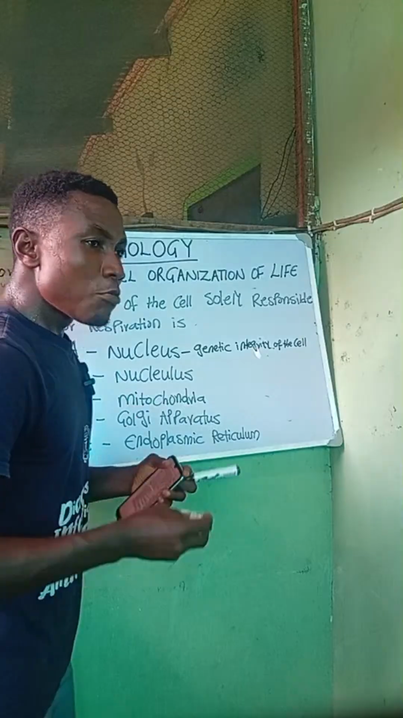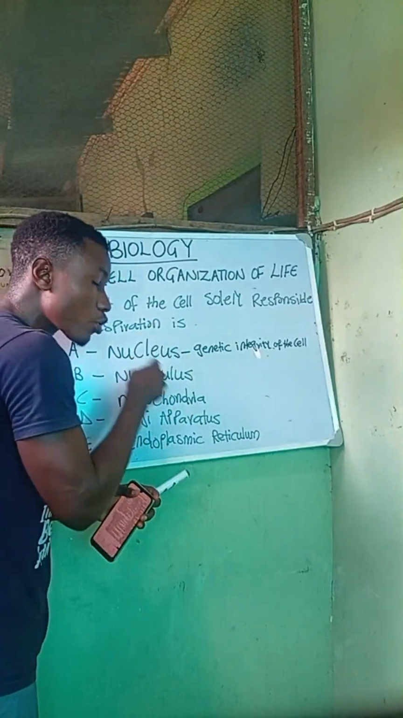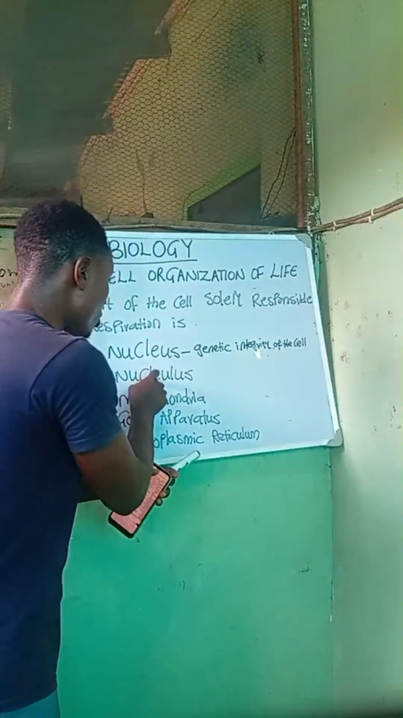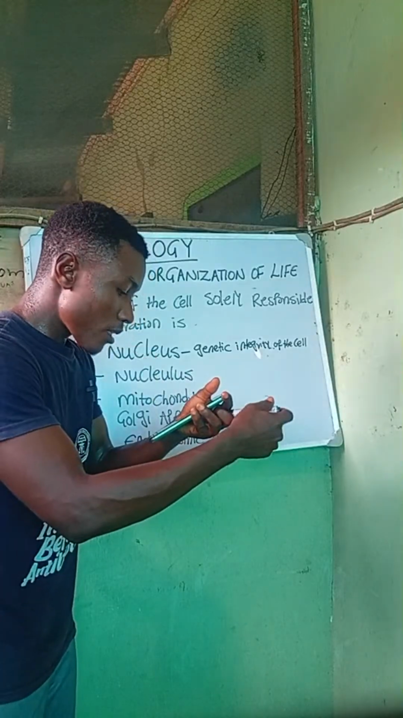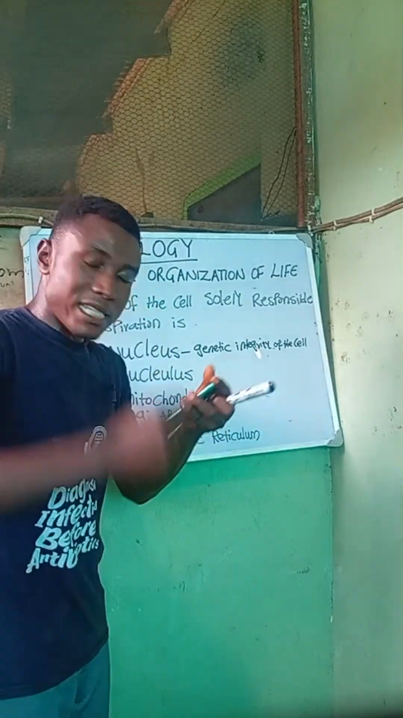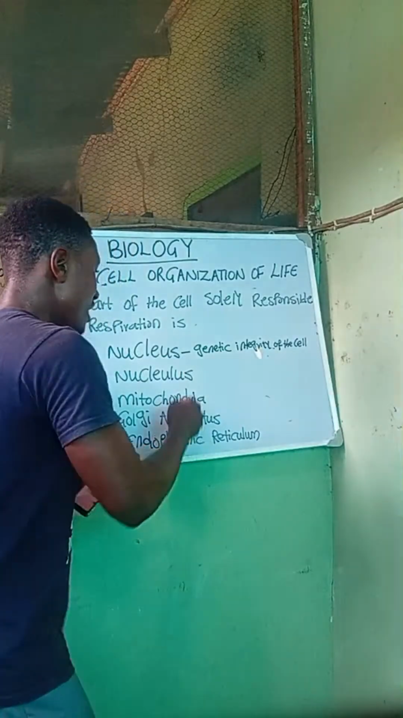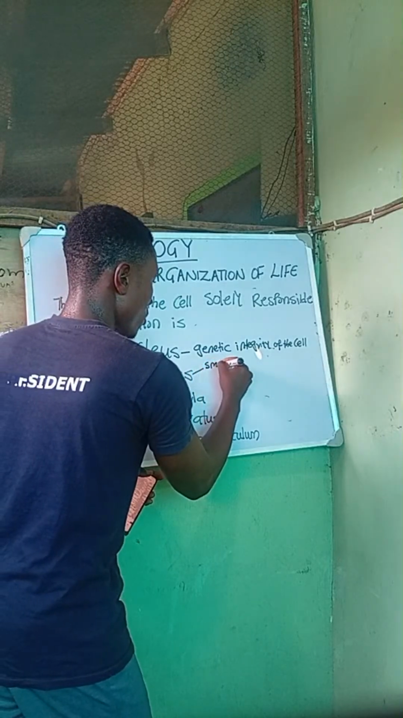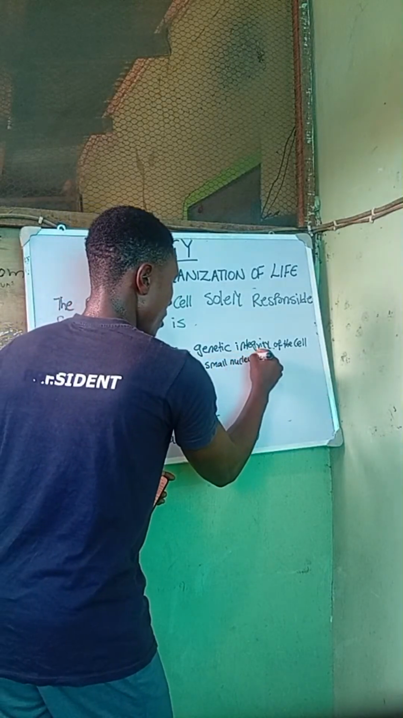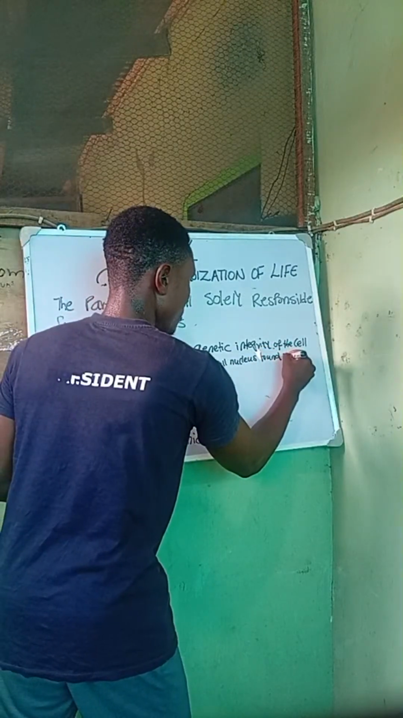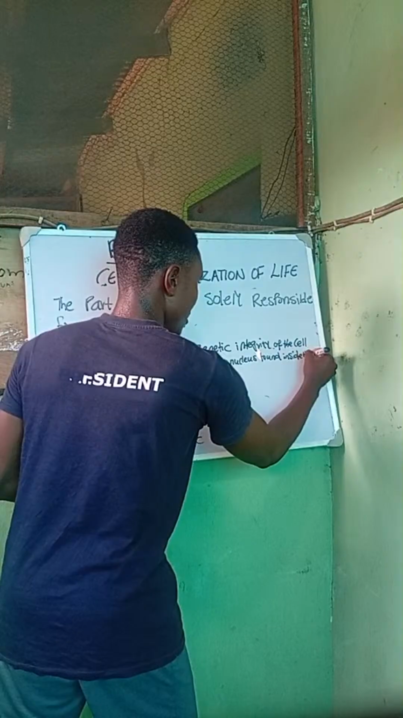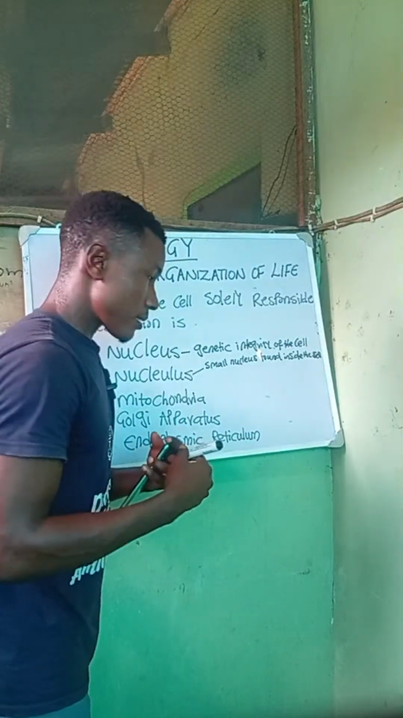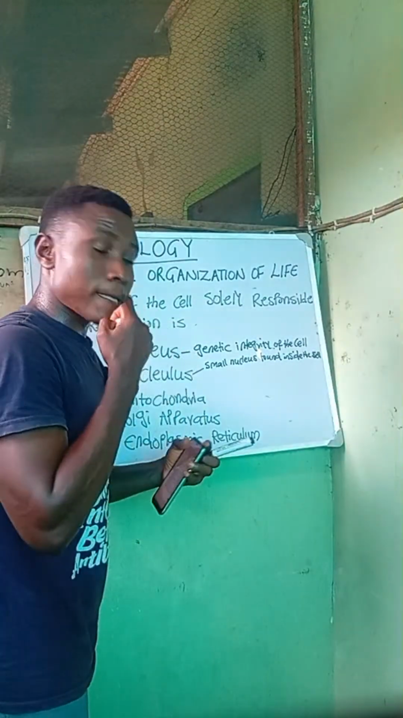Then the next one. The nucleus. When you say nucleus, nucleus simply means a small word, nucleus. And it is found inside the word cell. It is a small nucleus. I'll just write it. Small nucleus found inside the cell. Right? It is a small nucleus found inside the what? Cell.